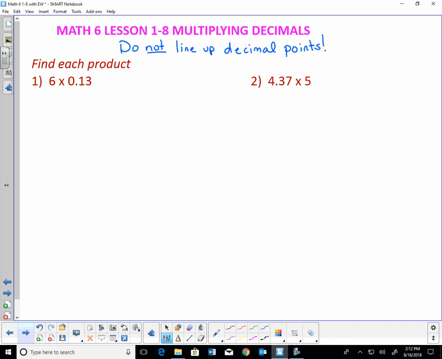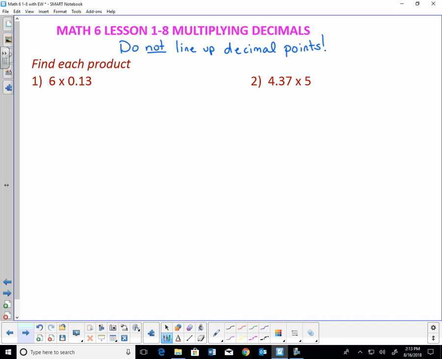Now I'm going to show you two ways of multiplying. The traditional method and a method called lattice. Lattice multiplication is a very easy way of multiplying for those students who don't like traditional multiplication. If I have 6 times 0.13, when I multiply my numbers, the number that has the most digits is going to be on the top, and the number that has the least number of digits is going to be on the bottom. It doesn't matter which number is bigger, it matters how many digits the number has.